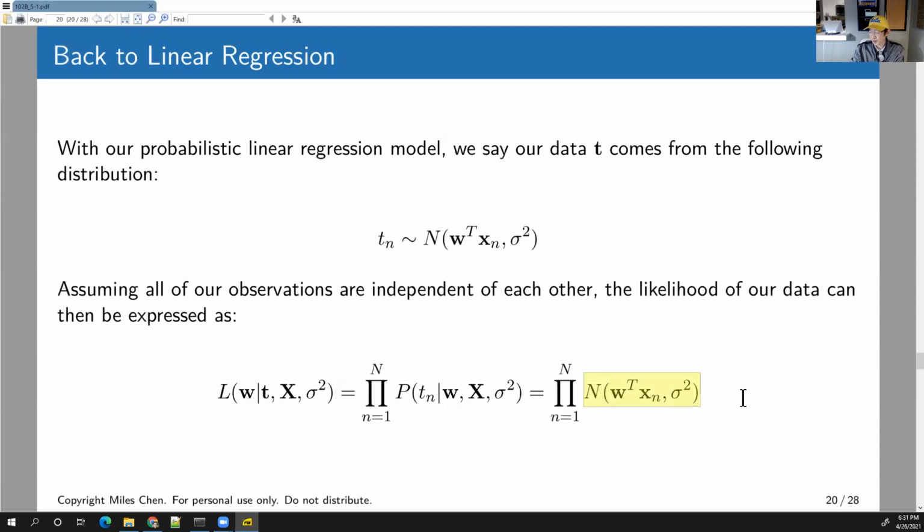Because over here, it would be a headache dealing with this product, okay? And so the trick is we're going to take the log and deal with that. Okay, so we're going to assume all of our observations are independent of each other, and therefore when you assume all of these things are independent of each other, the total probability of all of your observations is going to be the product of individual probabilities, okay? And therefore, the total likelihood of our data is going to be the product of each of these things, right? So we've got the normal distribution centered at this mean value, W transpose X sub n, and then we've got constant variance sigma squared.